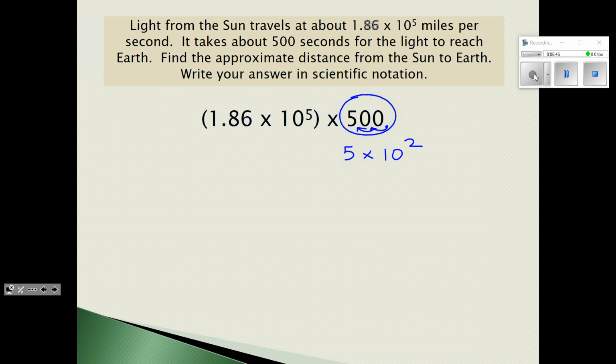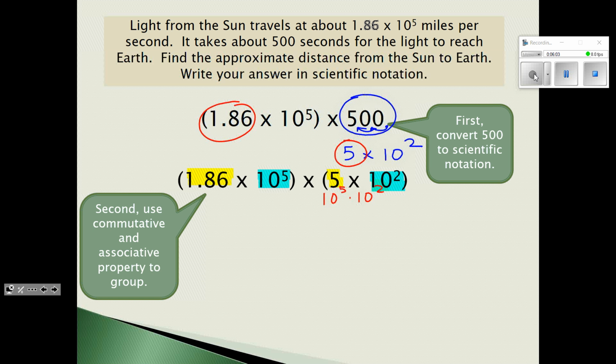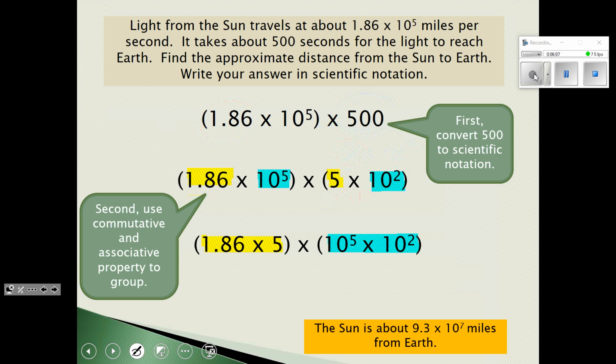Now we can use our commutative property. And we can multiply the 5 times the 1 and 86 hundredths. And then we have 10 to the fifth power times 10 to the second power, so we're going to add those. When we do that, we get 9 and 3/10 times 10 to the seventh power.